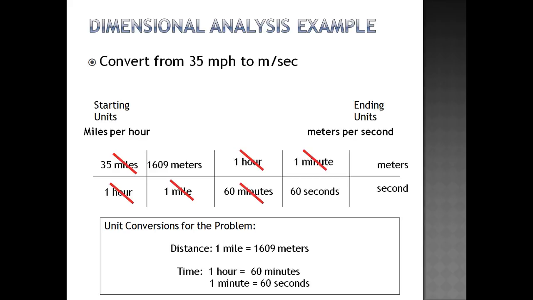1,609 meters per mile. We always put what we're canceling on opposite sides. So if we have miles on the bottom, I need miles on the top now. If we have hours, we need hours on the bottom, and minutes on the bottom. You go through and I always cancel first. Make sure you're using proper parentheses. So I would do 35 times 1,609 meters.